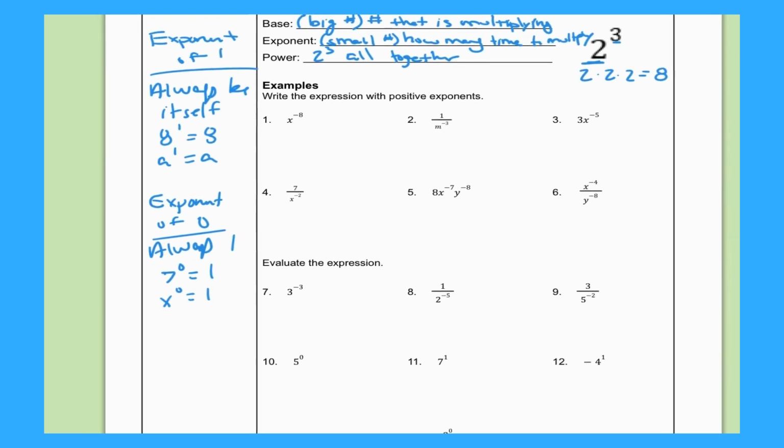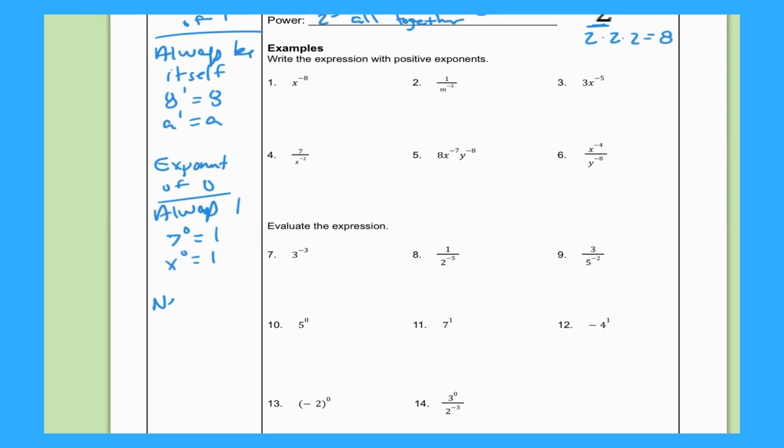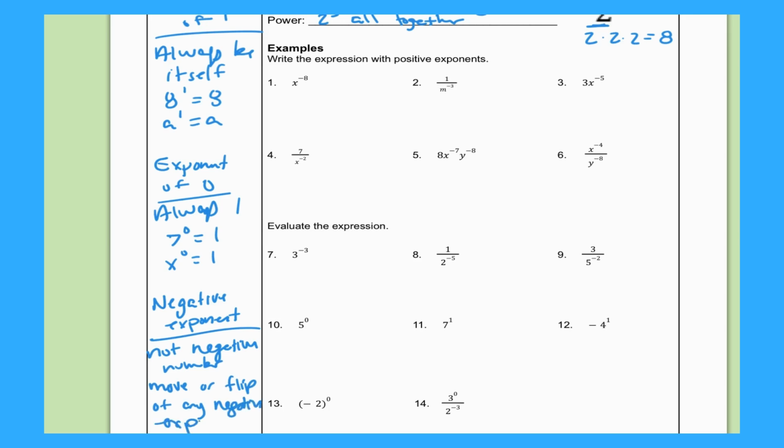And then the last rule that we learned was the negative exponents. If it's a negative exponent, we learned that it is not a negative number. So I want to make a note of that: not a negative number. What it does mean is you need to move or flip, take the reciprocal of any negative exponents, and however you want to word that.